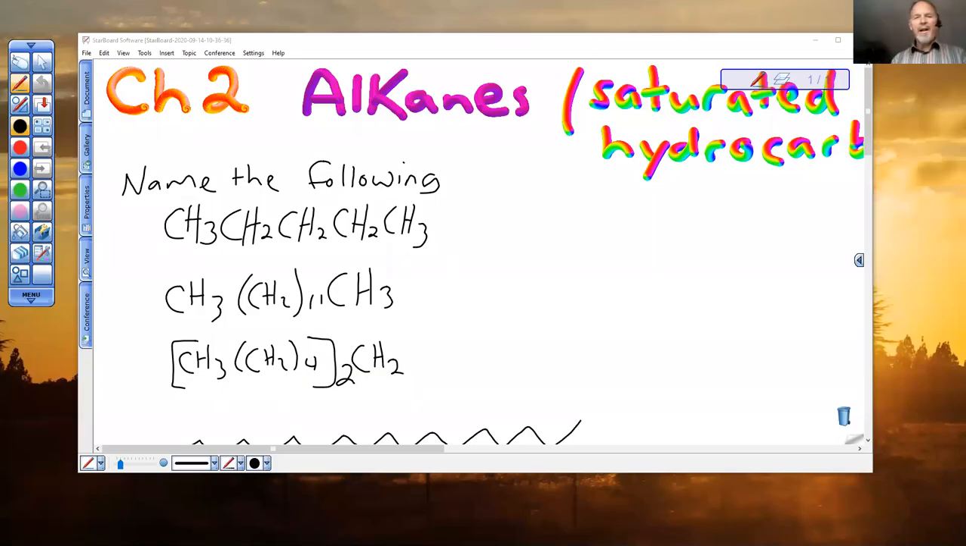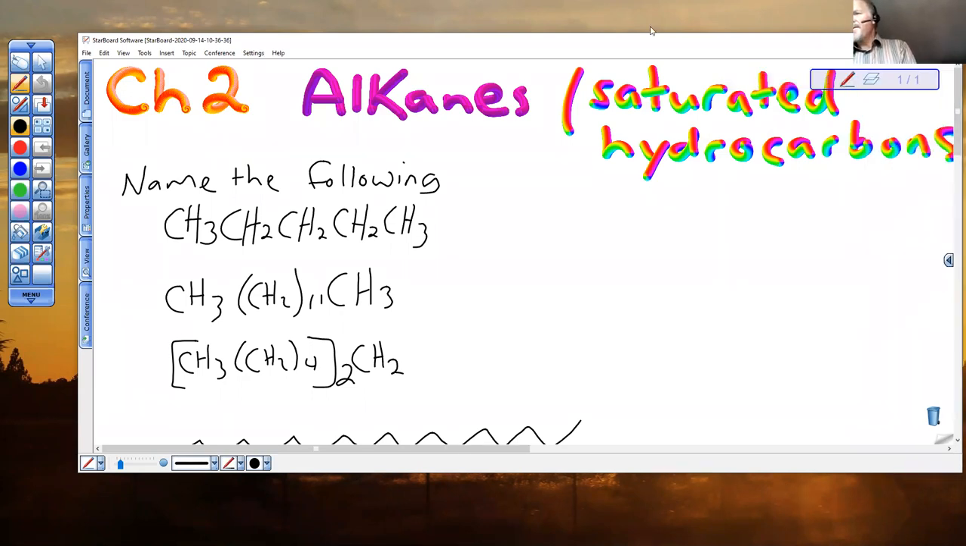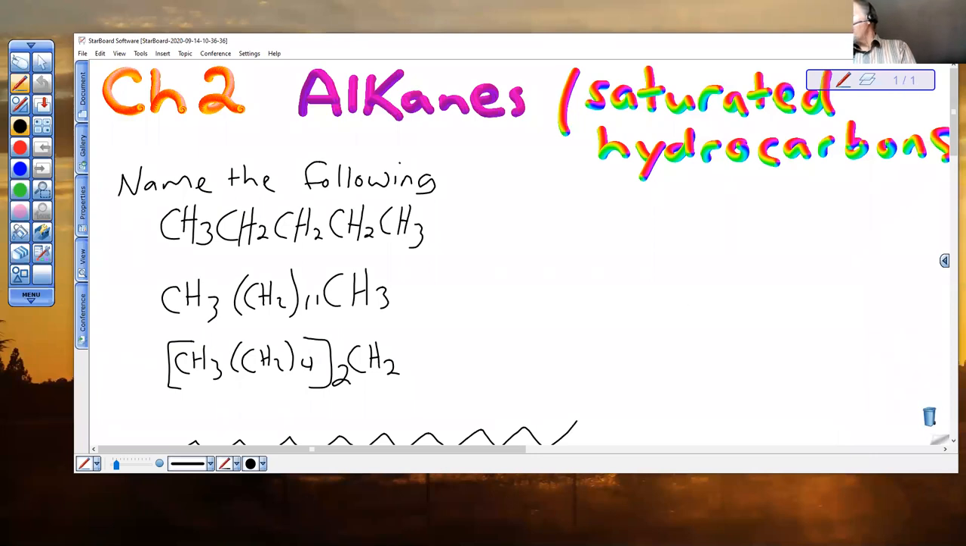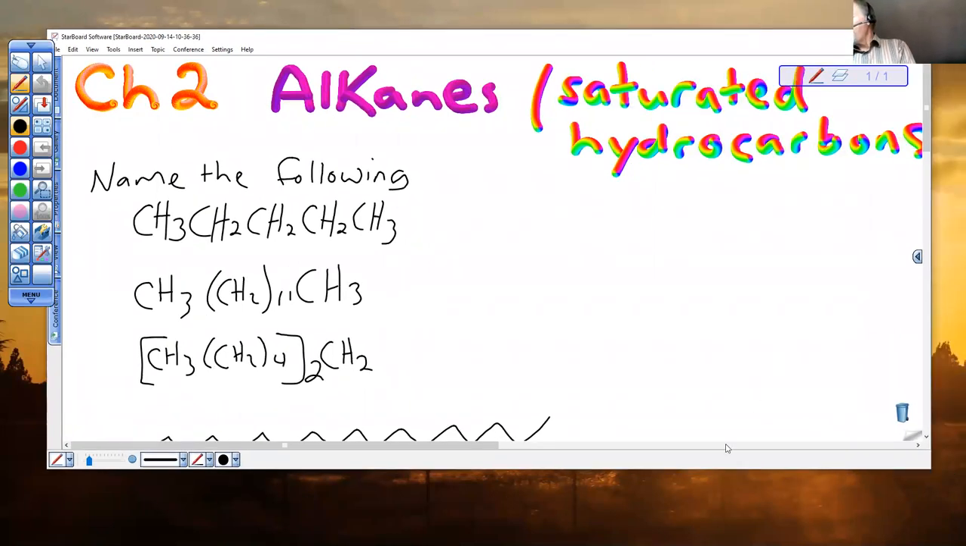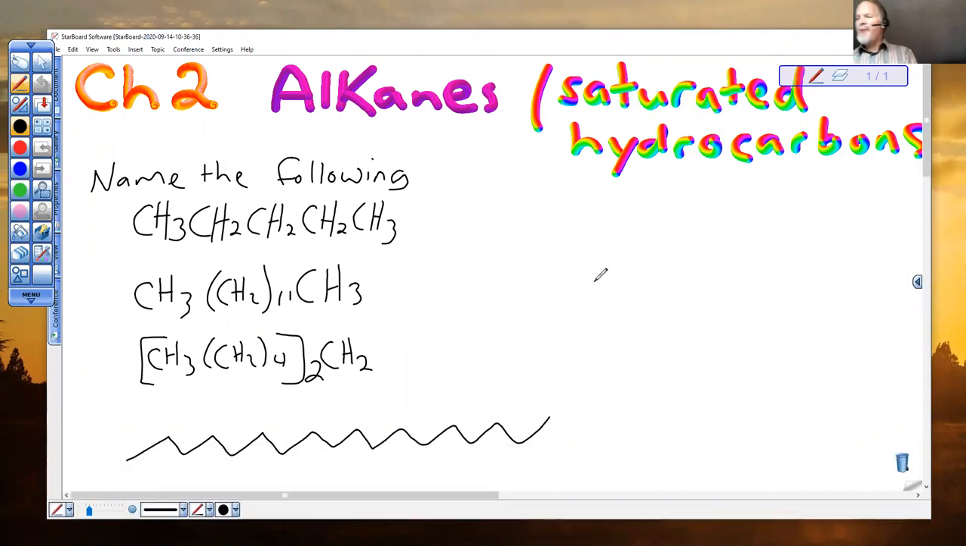And here we are. Chapter 2 deals with something called alkanes. An alkane is just a simple way of saying saturated hydrocarbons. And what does that mean? Well, saturated is a general word used quite a bit in chemistry. I think your first exposure was saturated solutions in Chemistry 1. In that context, the word saturated meant as much solute was dissolved as possible.